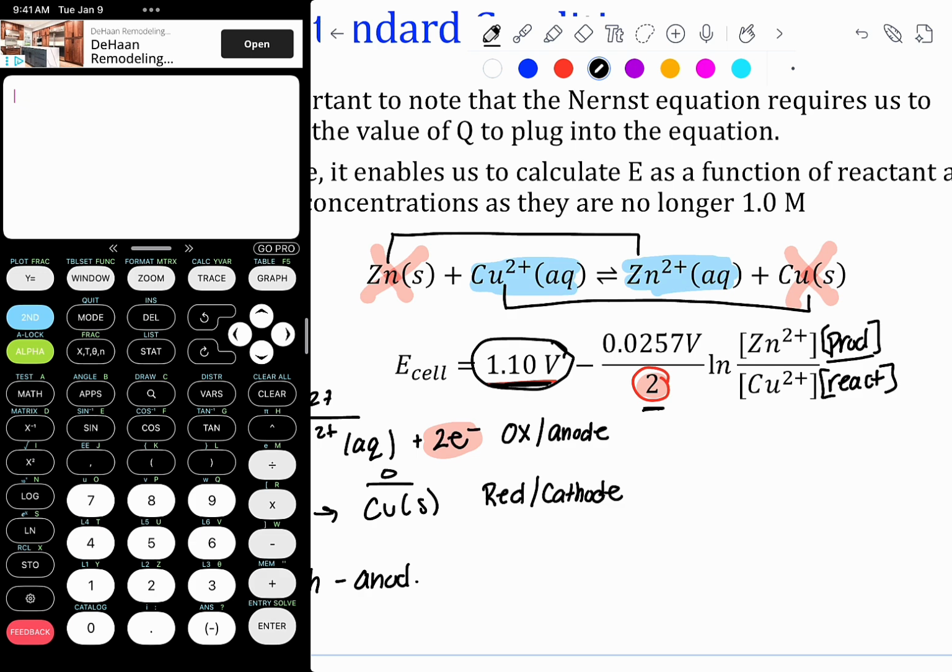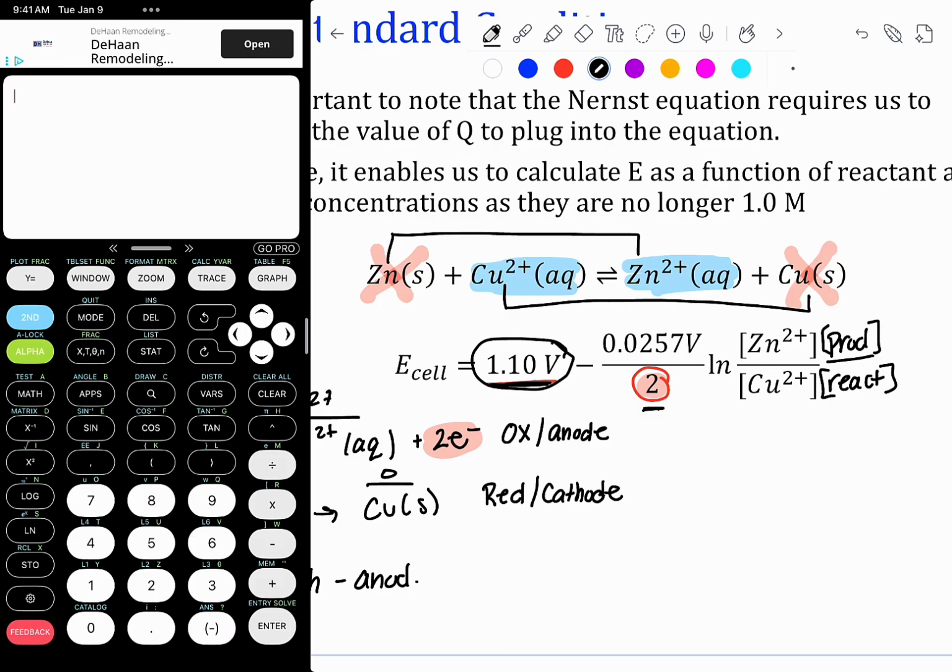So products over reactant concentrations. We're going to have our zinc ion concentration in the product numerator and our copper ion concentration in the reactant denominator. Okay, so we're going to have products over reactants. So what we would need here for this specific problem is those specific concentrations.